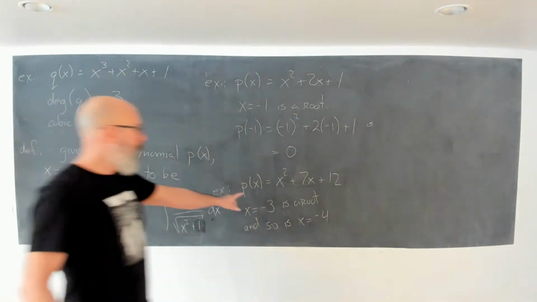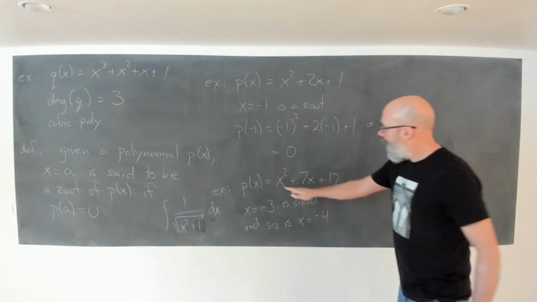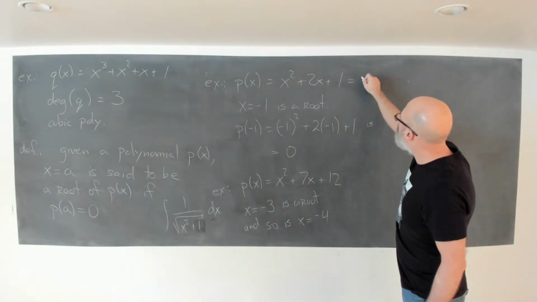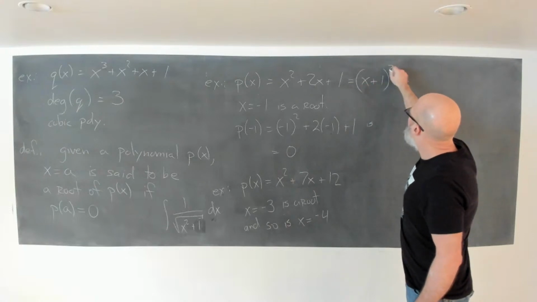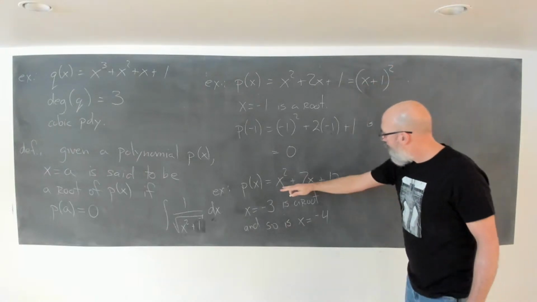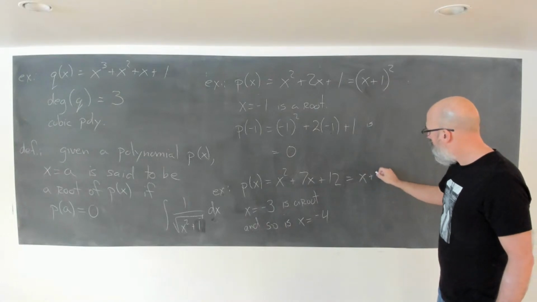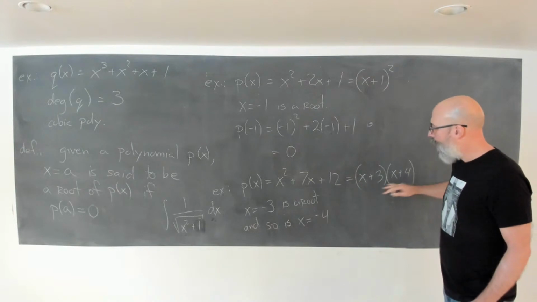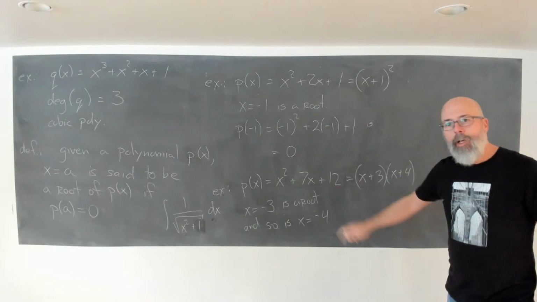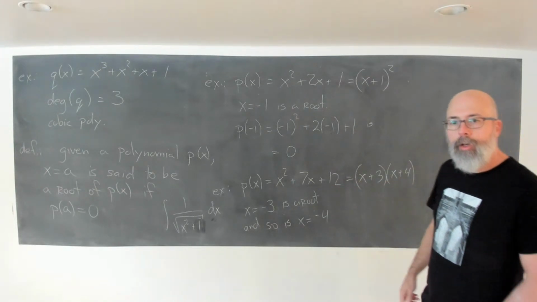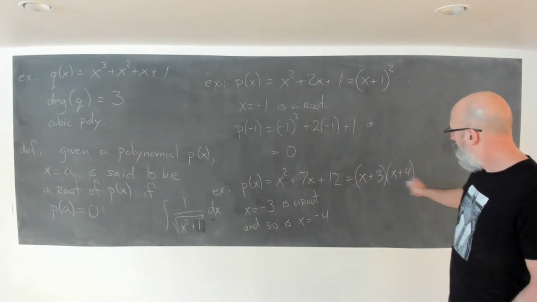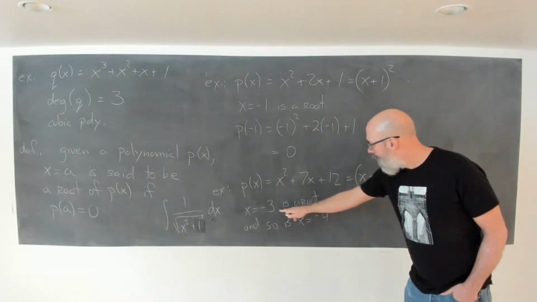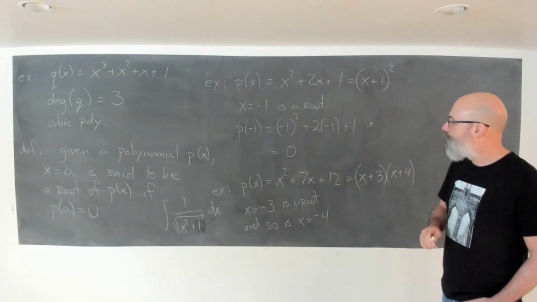Now, let me point out here, and I'm sure you've recognized this, this actually factors as x plus 1 squared. This actually factors as x plus 3, x plus 4, right? And I'm sure that's what you did if you were looking for the roots. So -3 is a root and -4 is a root as well.